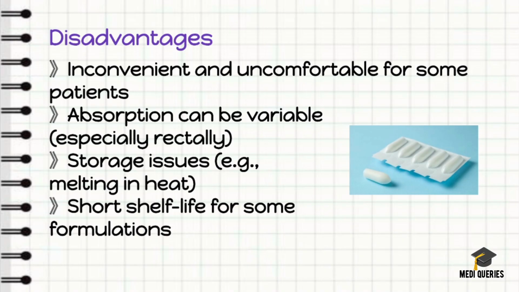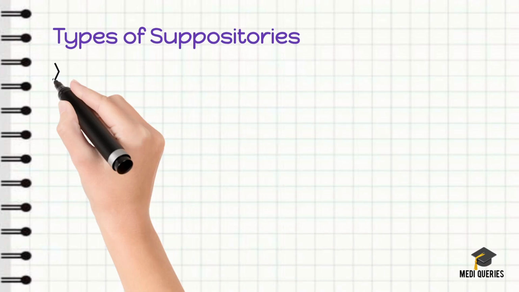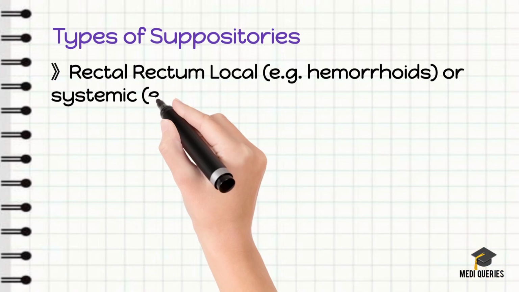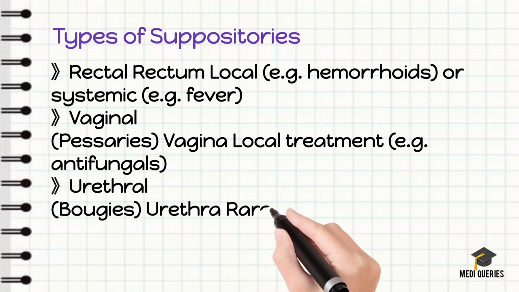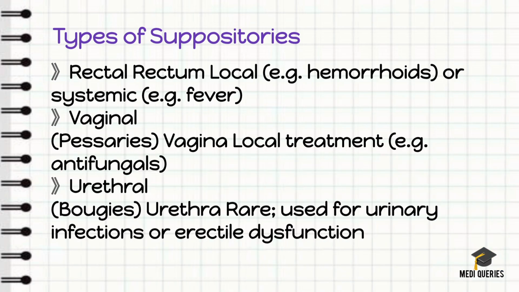Also, retention can be a problem if the patient expels the dose prematurely. All these are some disadvantages of suppositories, and next are the types of suppositories. Suppositories are classified based on their site of application, like rectal suppositories, vaginal suppositories, and urethral suppositories.